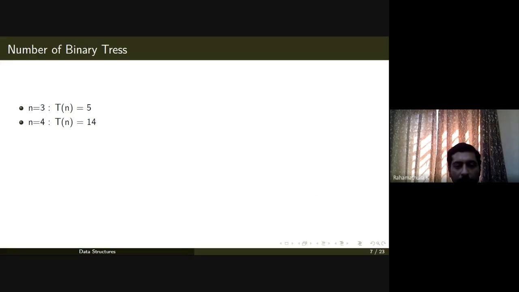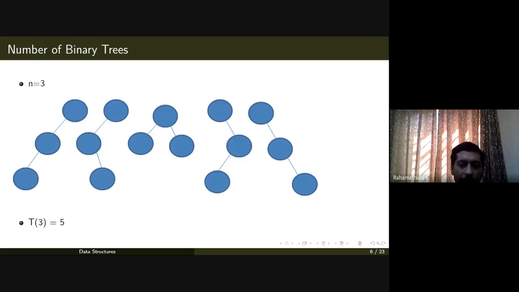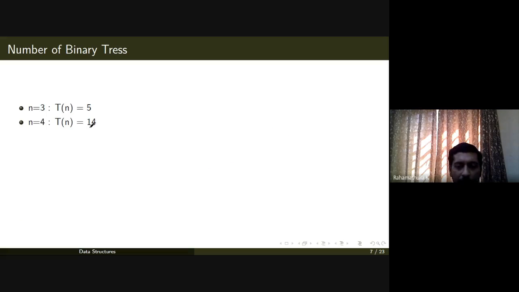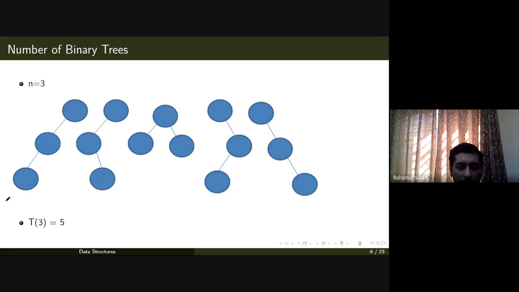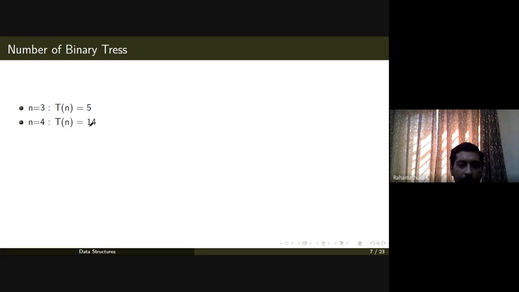With n equal to 4, you can generate in the same way 14 different binary trees. So it will be like this. You have one more node here and one possible binary tree. Then another possible binary tree will be like this. Then another possible binary tree like this, and so on. If you count all this, you can see that the total number of binary trees that you can generate with 4 nodes is 14.